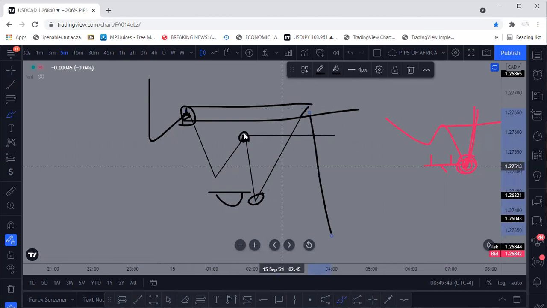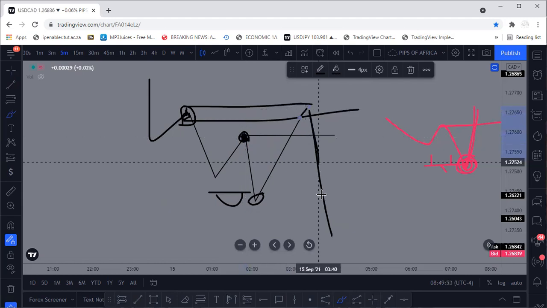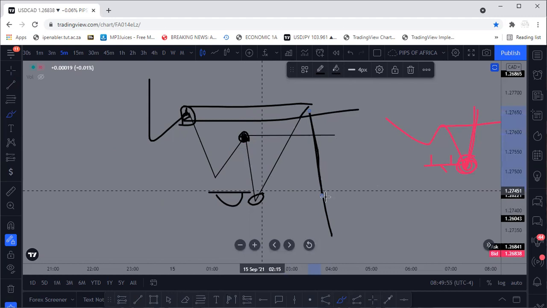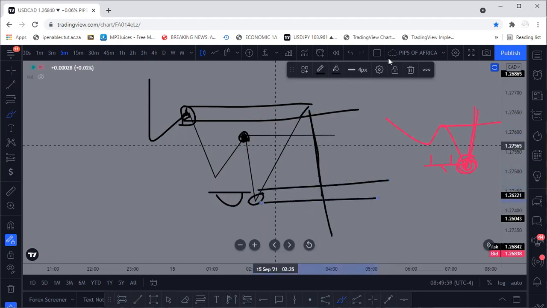So this lower high here is serving as what? As a manipulation. It is there to manipulate traders. So as the market keeps on going to the downside like this, traders will be expecting to buy the market here because they believe that the market has already broken the structure.